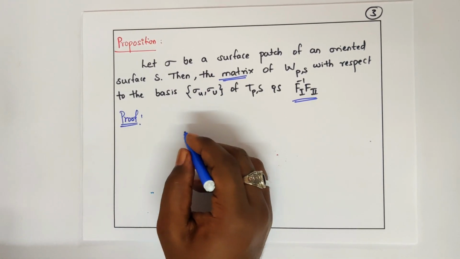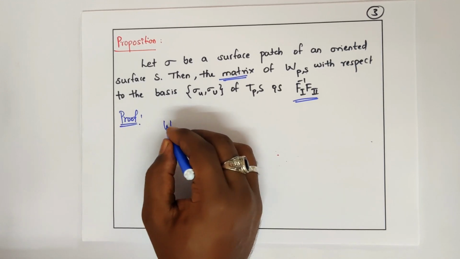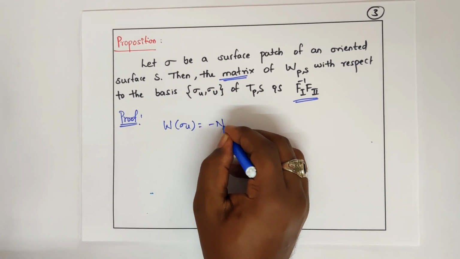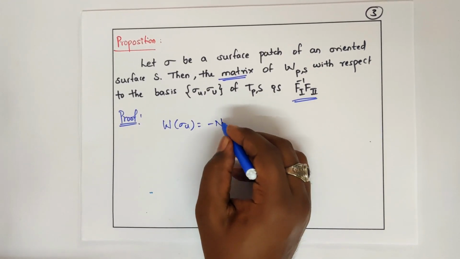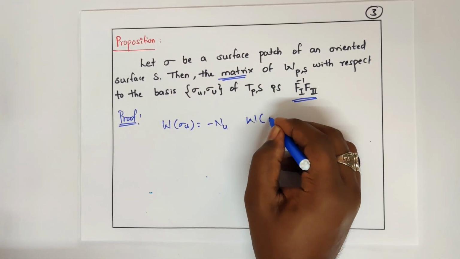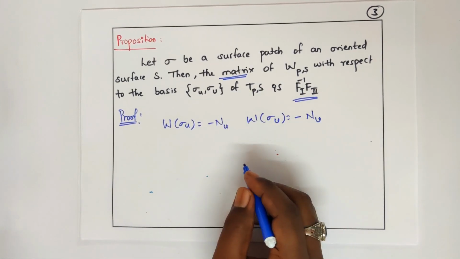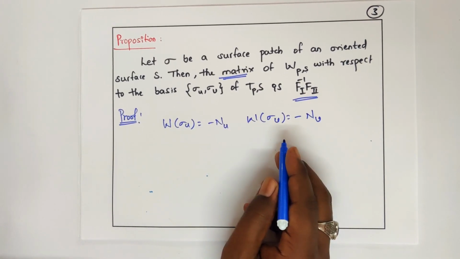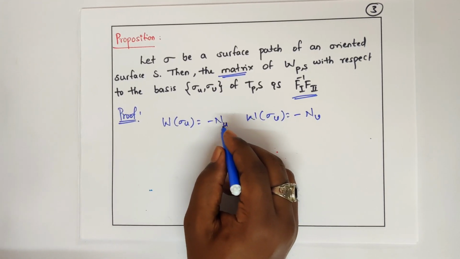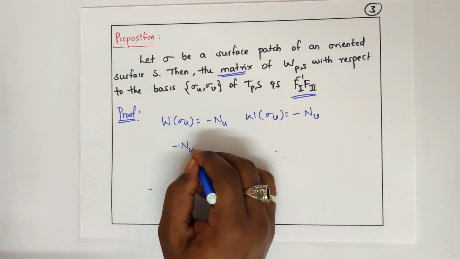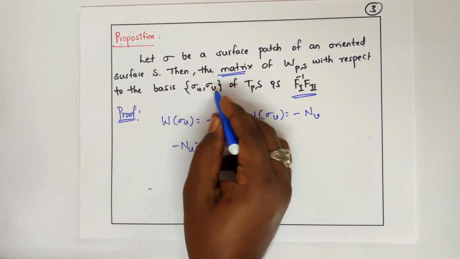So we have already seen that the Weingarten map of sigma u will give us the negative nu, that is negative times nu, and the Weingarten map of sigma v will give you negative times nv. These things we have already found out. So now if you look at this nu, this is in the tangent plane. So any vector in the tangent plane could be written as a linear combination of these elements.